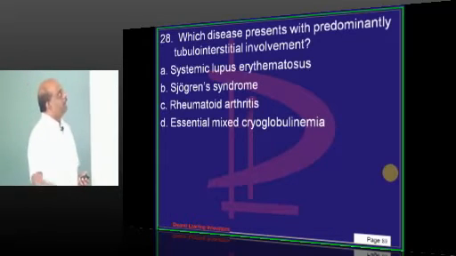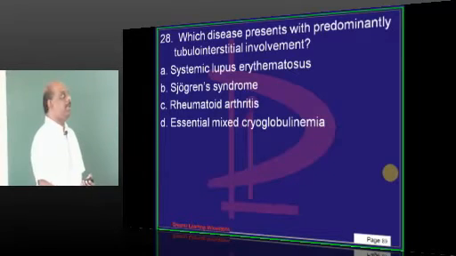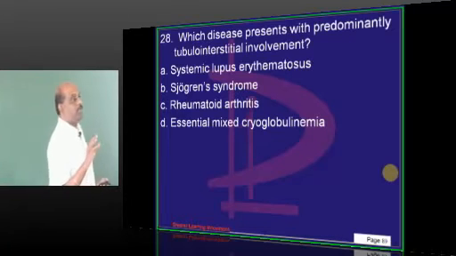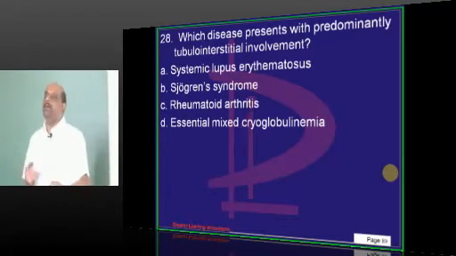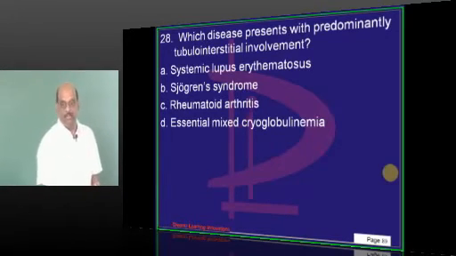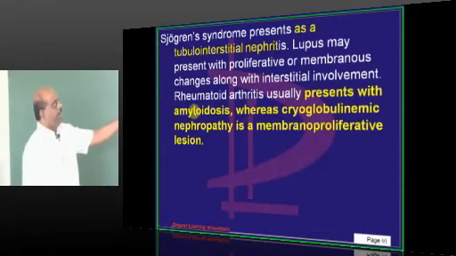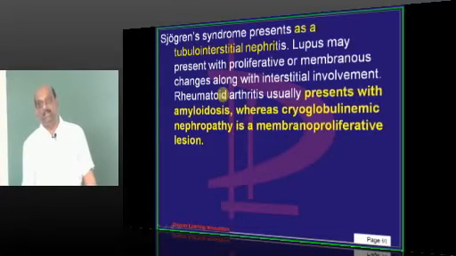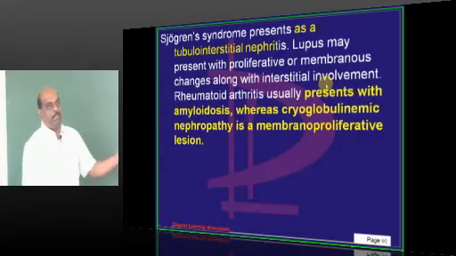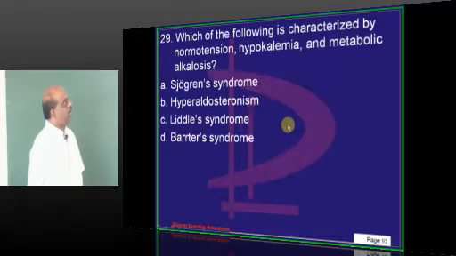Now, doctor, predominant tubulo-interstitial involvement. If one is tubulo-interstitial, what is the other? Glomerular involvement. So you must know which connective tissue disorders have a glomerular involvement and which will affect the tubulo-interstitial system in the kidney when they affect the kidney. What is your answer, doctor? Sjogren's. Whereas SLE, lupus, typically will cause proliferative or membranous changes with interstitial involvement, and that is what needs to be appreciated.